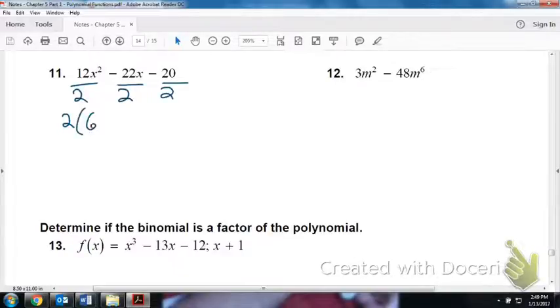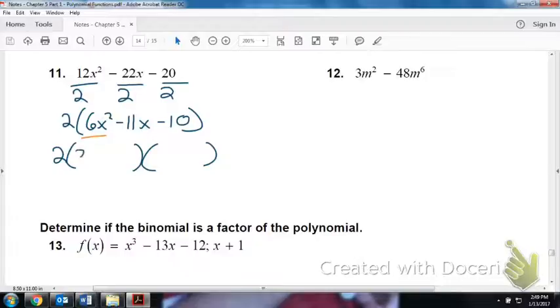I get 6x squared minus 11x minus 10. And since this one has a coefficient out front, it's got something in front of x squared, namely a 6, we have to kind of guess and check at this. So I want two things that multiply to the left, two things that multiply to the right, outside and inside adds up to the middle. So again, two things that multiply to 6 are 3 and 2, 6 and 1. I'm going to start off with 3 and 2.